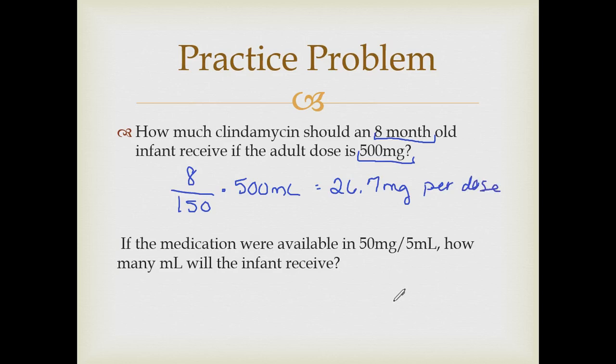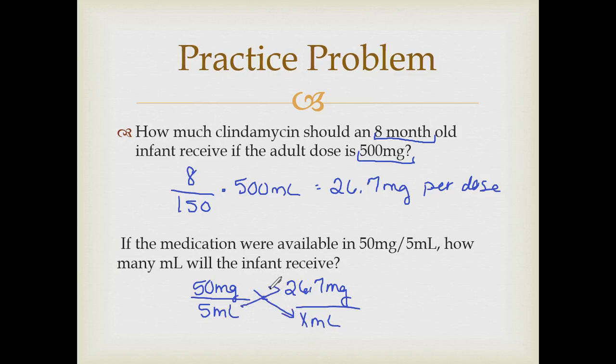Now let's go ahead and solve for this dose. If they say the medication is available in 50 milligrams per 5 ml, how many milliliters will the infant receive? So these are problems that build off each other. I know that there's 50 milligrams for every 5 ml, which means the 26.7 milligrams that the infant will receive will be contained in X ml.